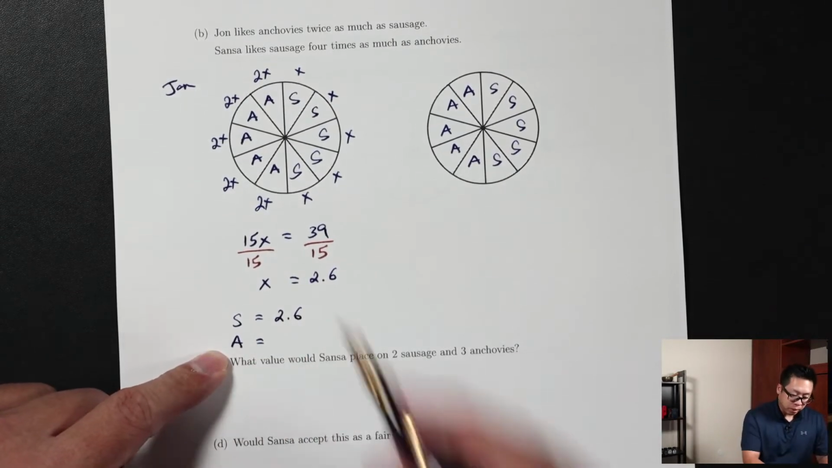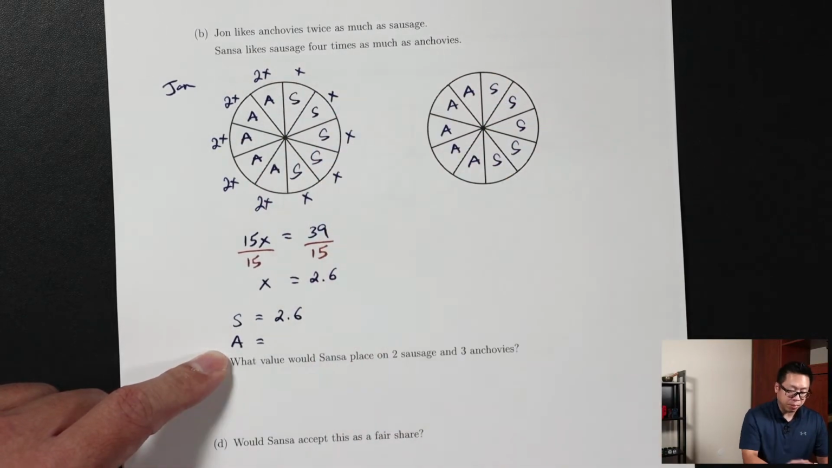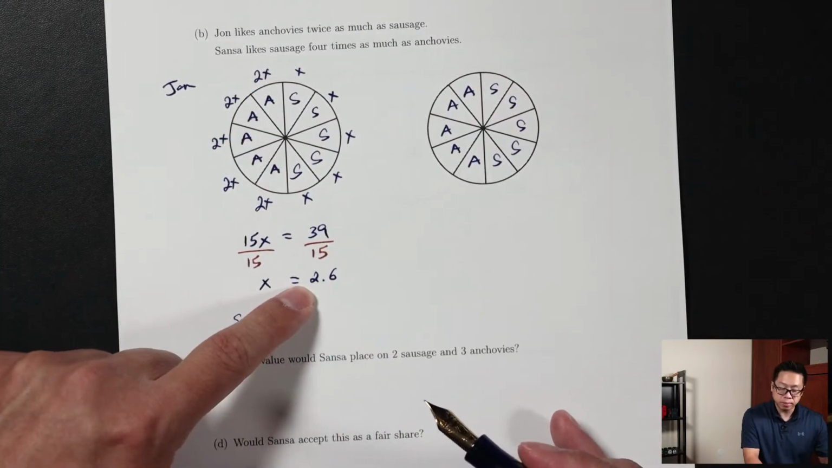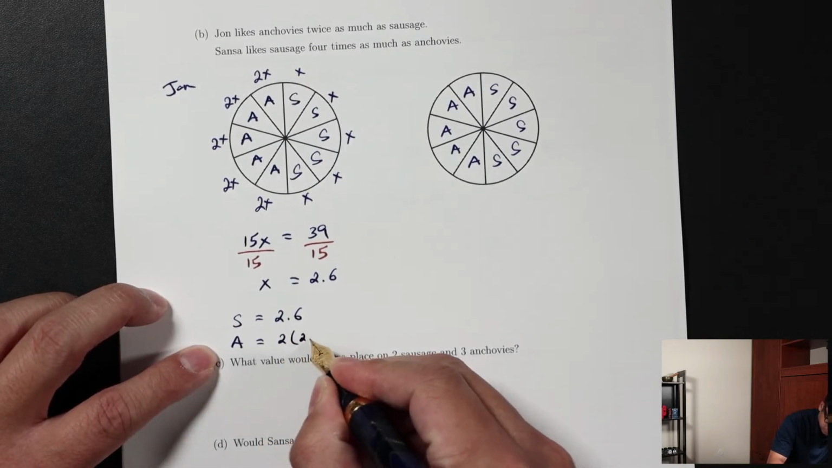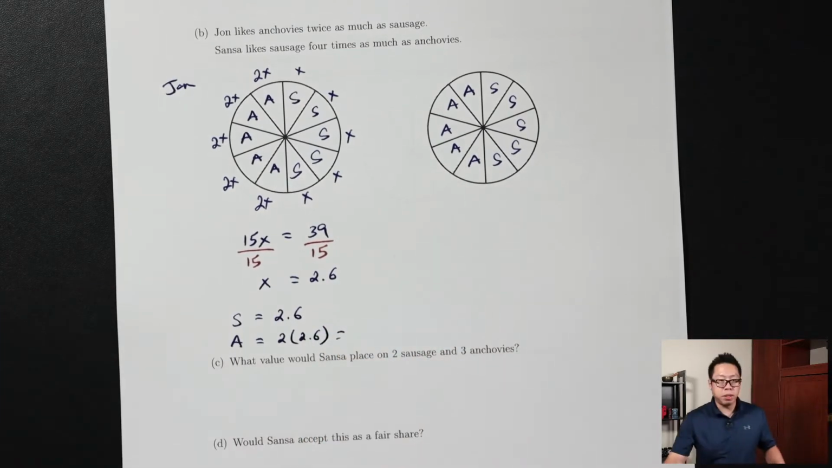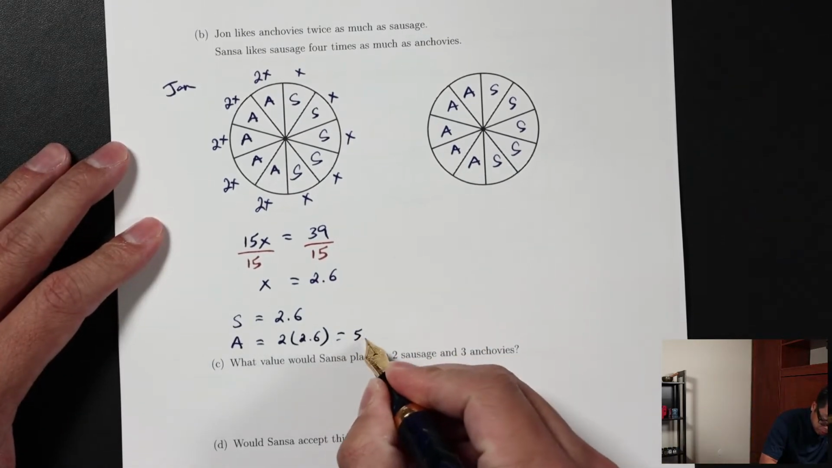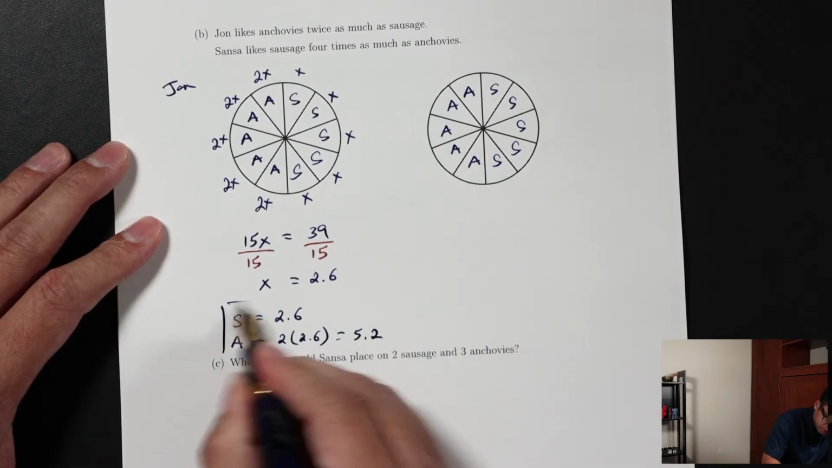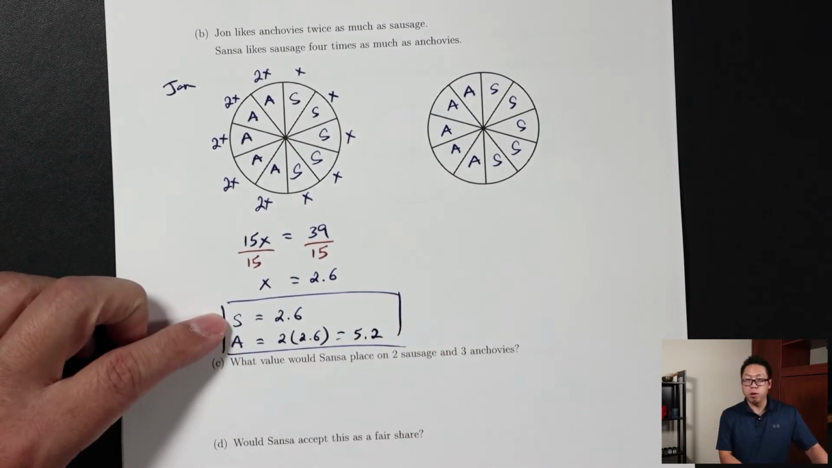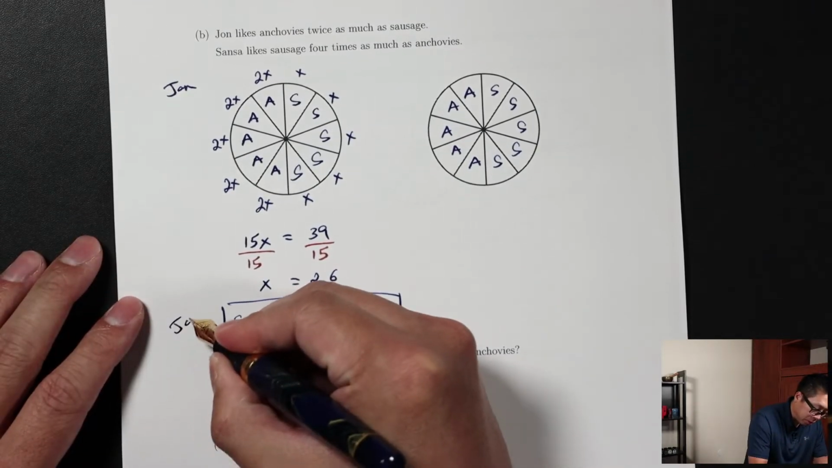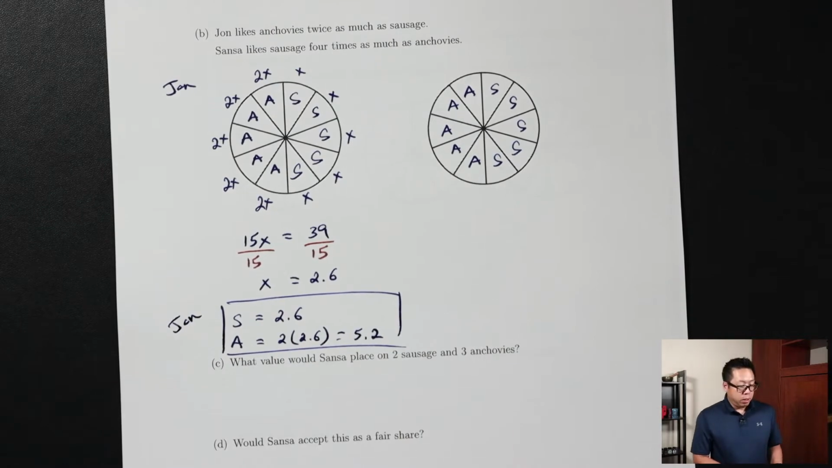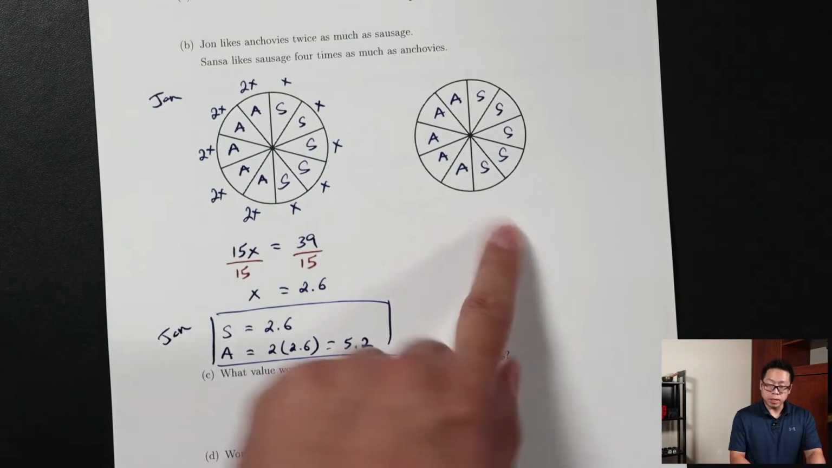Anchovies. Our anchovies we labeled as 2x. And what that means is 2 times 2.6. The anchovies are worth 2 times 2.6. And 2 times 2.6 is 5.2. Okay, so to John, each sausage is worth 2.6 and each anchovy is worth 5.2. Okay, these are John's values. We'll do the same thing for Sansa.